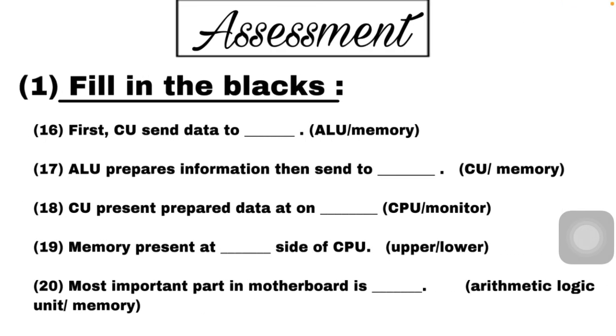Now 16th one, first CU sends data to. We already know the process of CU. First they send the data to memory and after the memory stores that data, then they send it to ALU. So first CU sends data to memory. So memory is the answer in 16th one. Now 17th one, ALU prepares information then sends to. After preparing the information, ALU sends it to CU. Okay, that is a control unit. So 17th one, CU is the answer.